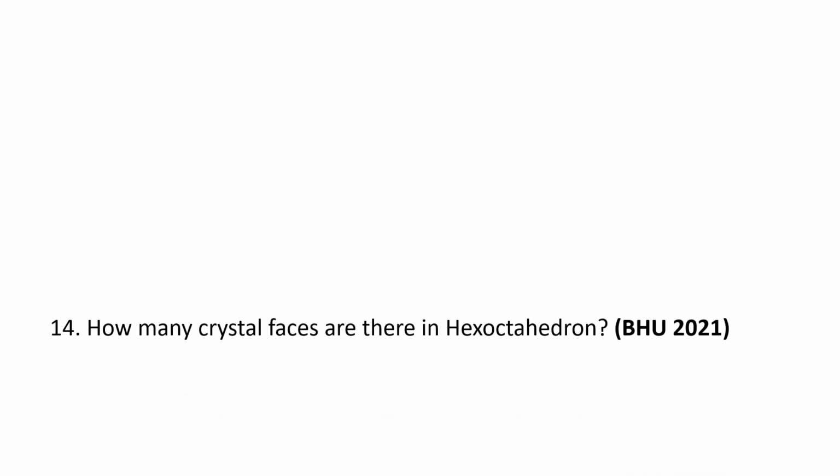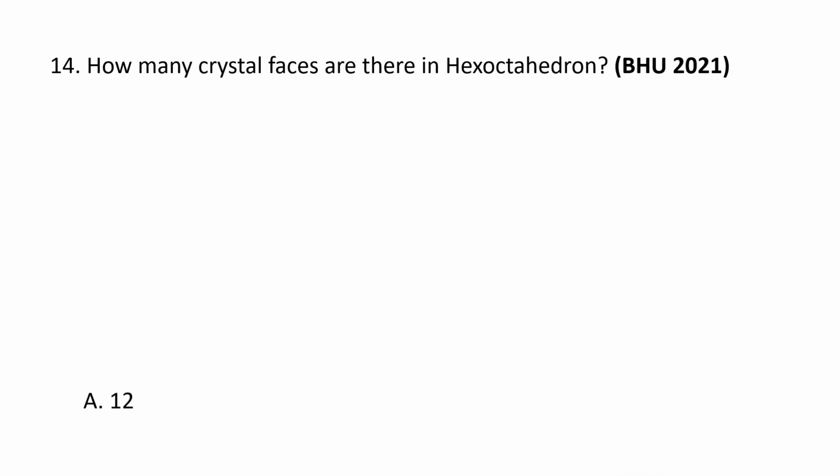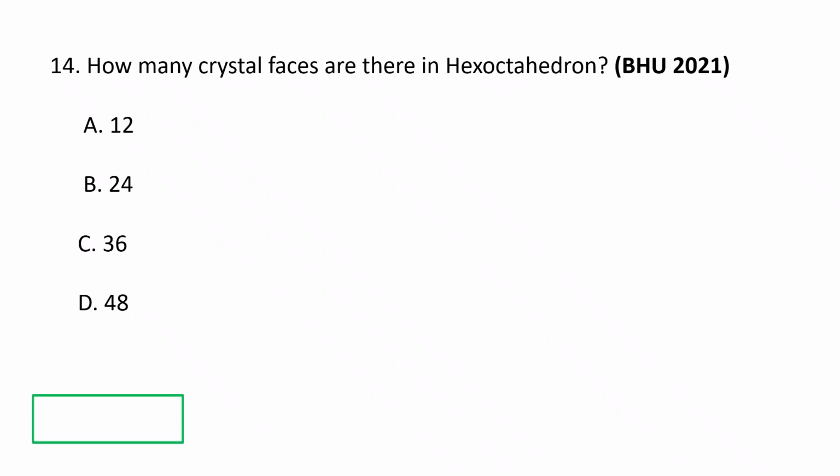Next question. How many crystal faces are there in hexoctahedron? A. 12, B. 24, C. 36, and D. 48. The correct option is D. 48. Hexoctahedron, a common form in isometric crystals, has 48 faces. These faces are scalene triangles. The hexoctahedron is the general form for the isometric hexoctahedral class, and its faces do not intersect any symmetry elements.